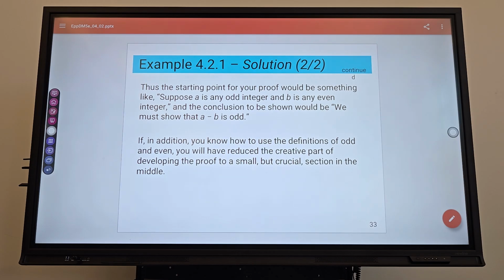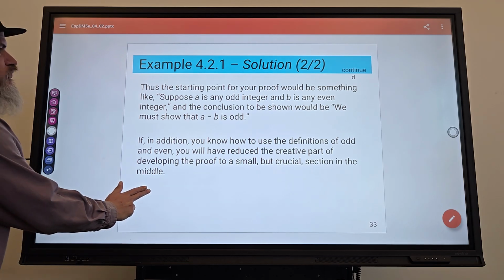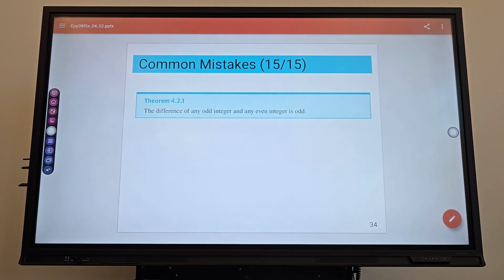If, in addition, you know to use the definitions of odd and even, you will have reduced the creative part of developing the proof to a small but crucial section in the middle. Which leads to Theorem 4.2.1: the difference of any odd integer and any even integer is odd.